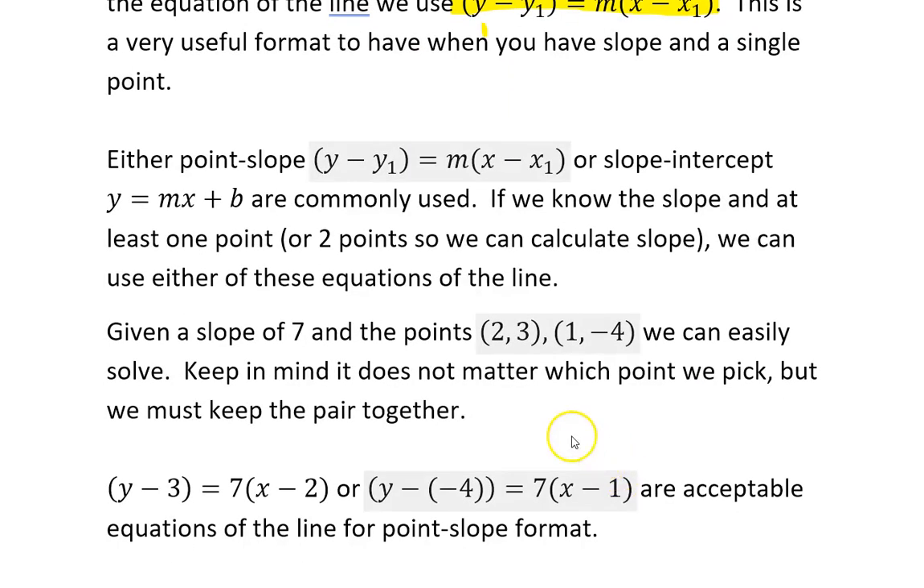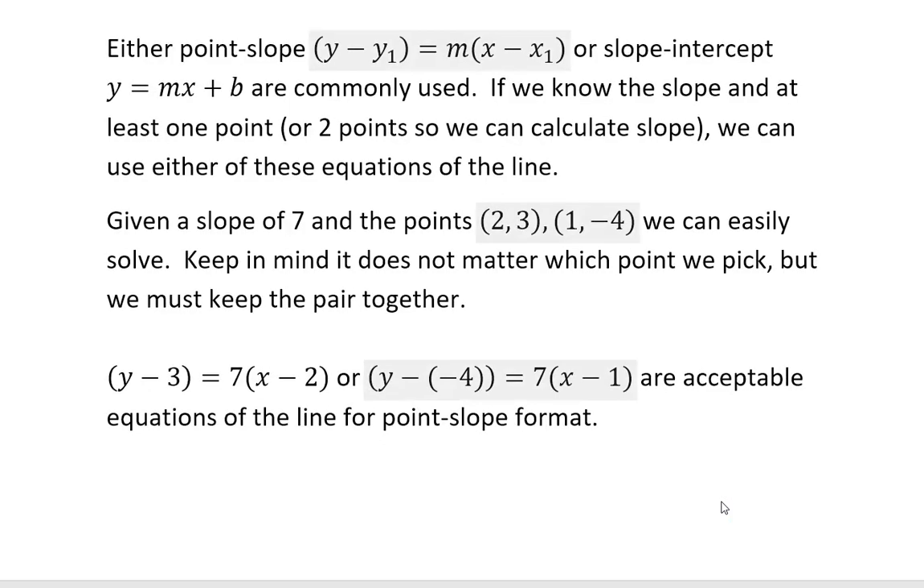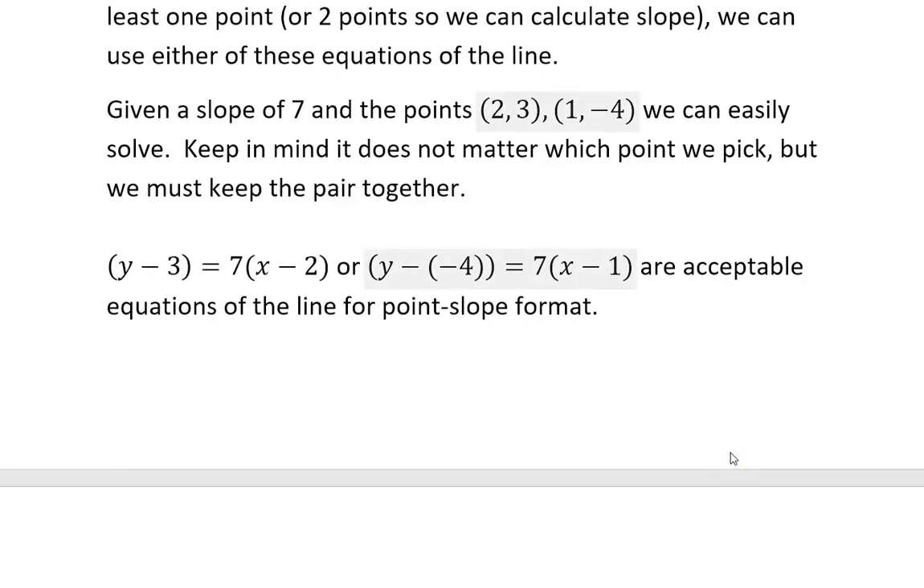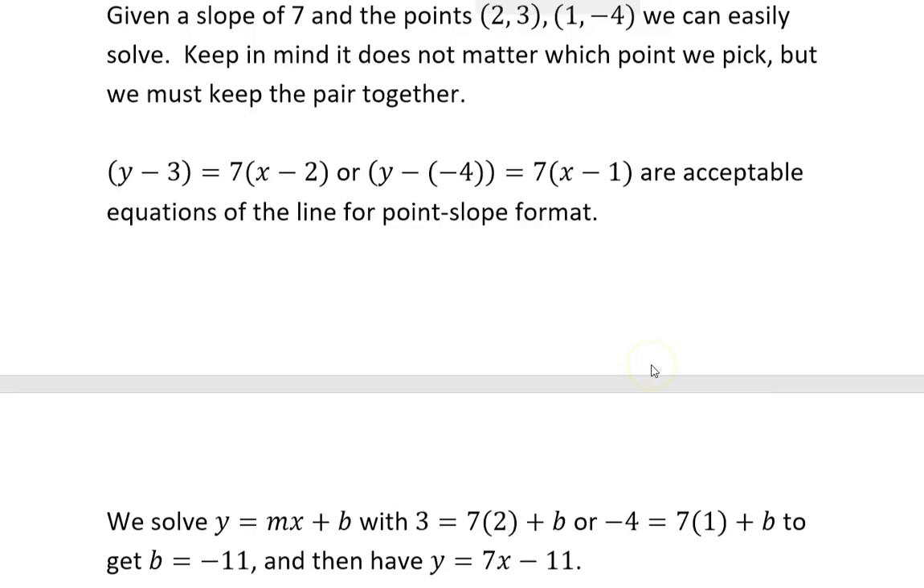Keeping in mind that it doesn't matter which point we pick in order to plug into our point-slope format, we can do either y minus 3 equals 7 times the quantity of x minus 2, or you could say y minus the negative 4, or y plus 4, equals 7 times the quantity of x minus 1. Both of those are acceptable versions of the point-slope form.